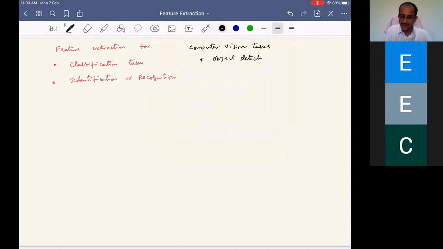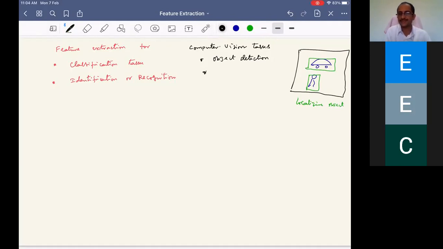So object detection means what? In a given image, we want to identify a particular object. Let it be a car or whatever. So this is object detection. We put a bounding box around the object. That is referred to as object detection or localizing the object. Okay.